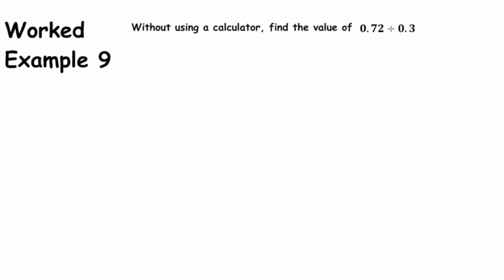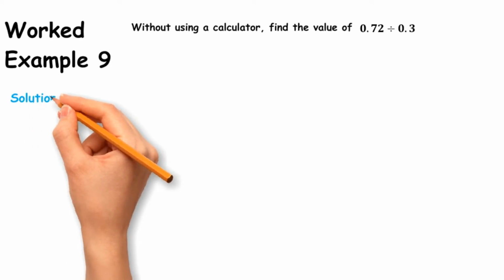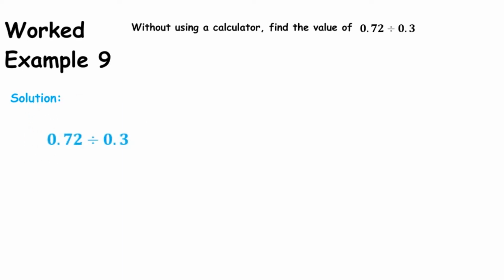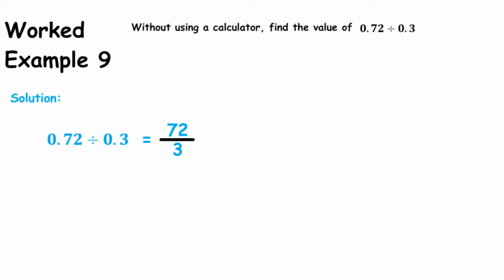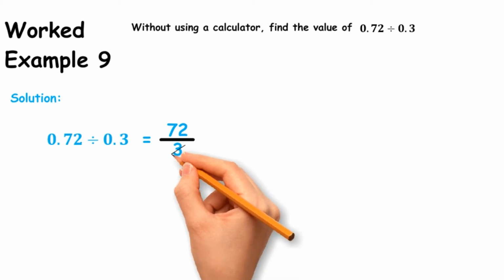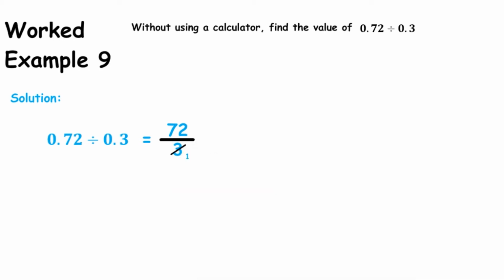Without using a calculator, find the value of 0.72 divided by 0.3. Neglect the decimal point. This expression can be written as 72 over 3. Now, 3 into 7 is 2, and 3 into 12 is 4.